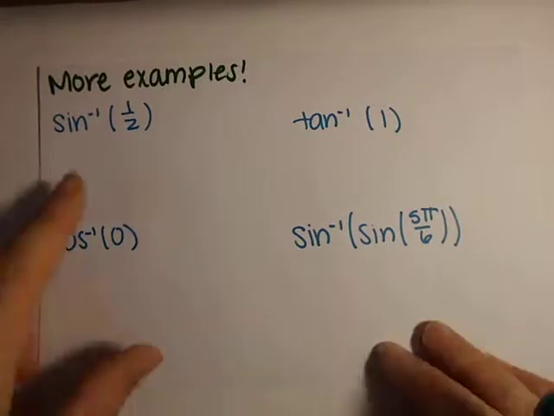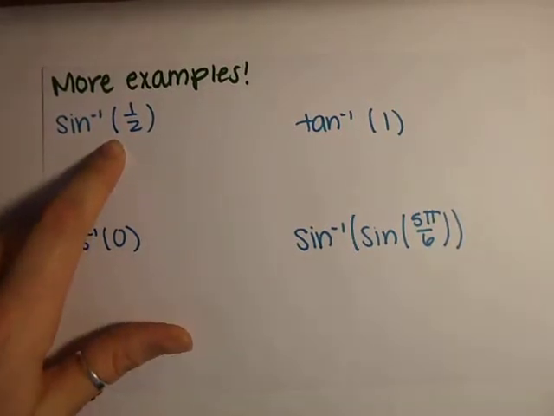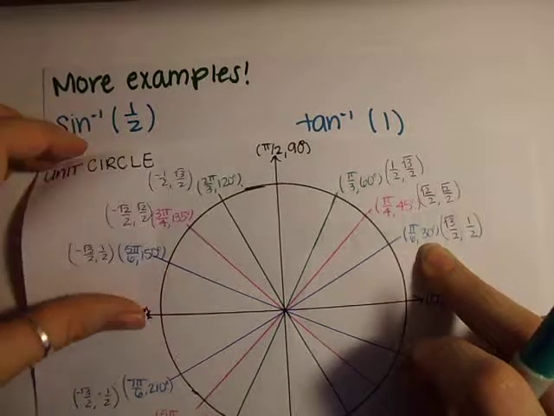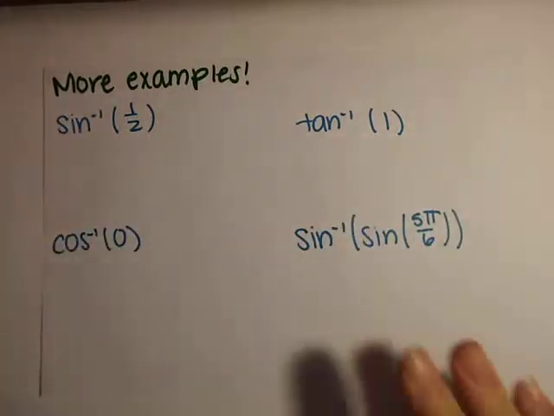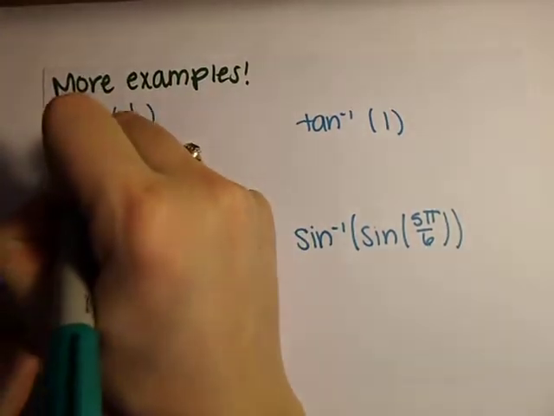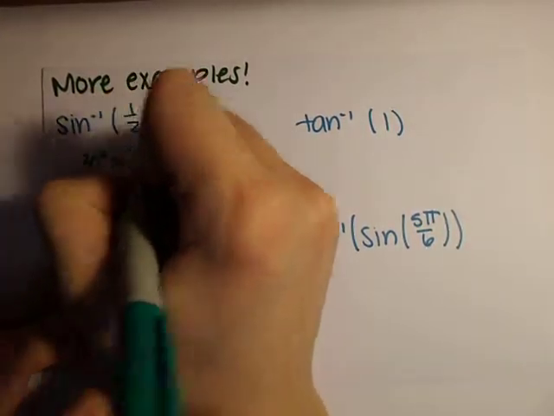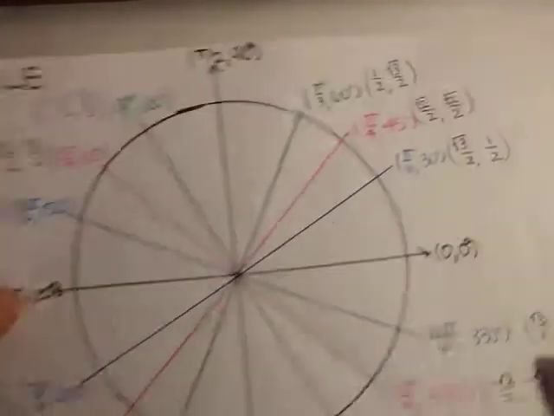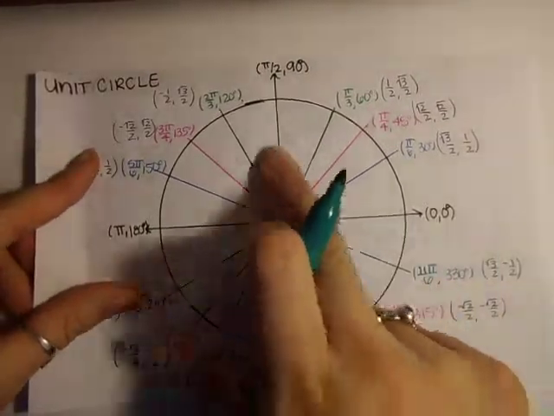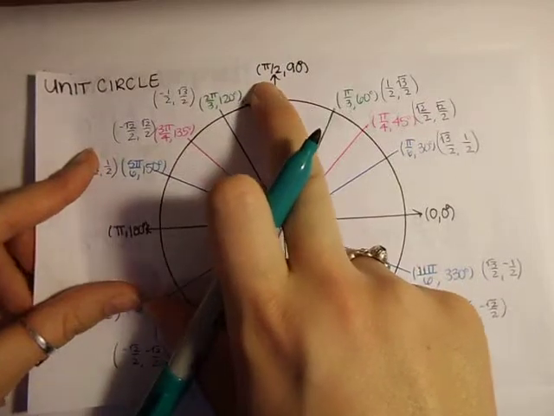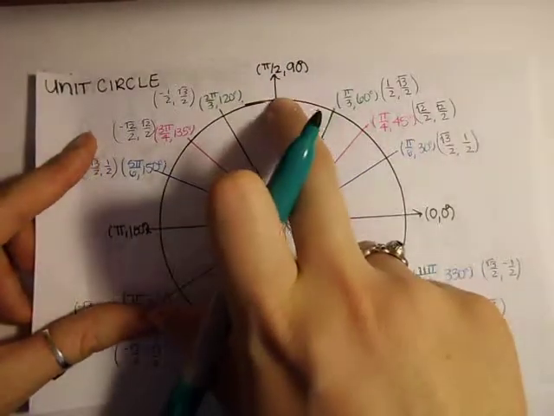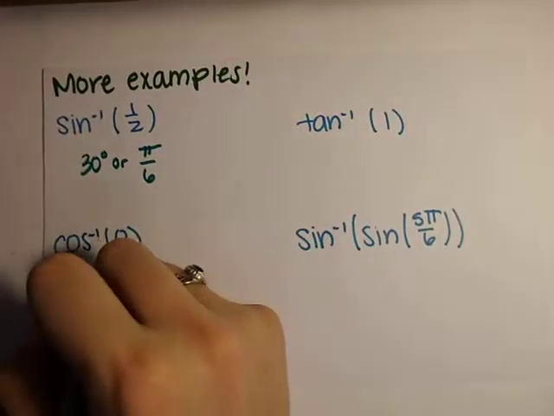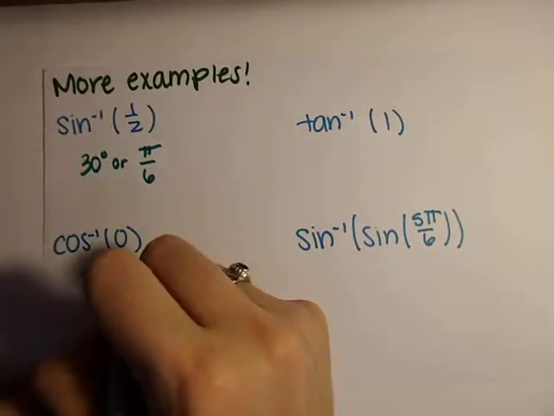I have the inverse sine of 1/2. So I'm going to find 1/2 as my y value, and that's going to give me 30 degrees or pi over 6. Inverse cosine of 0, I'm looking for an x value of 0, which is going to be right up here. I don't have it written on my unit circle, but this is the point (0, 1). So I'm going to be at pi over 2, or 90 degrees.